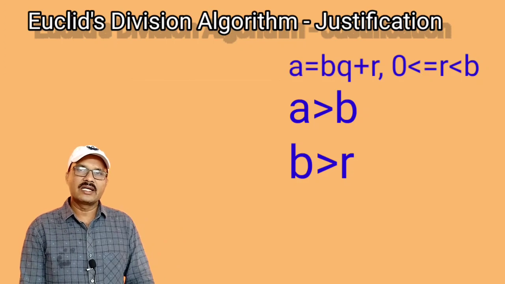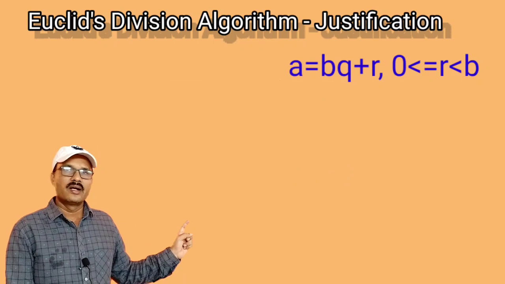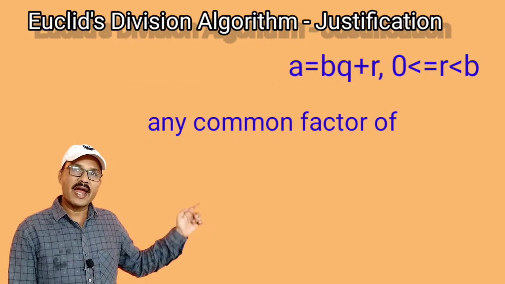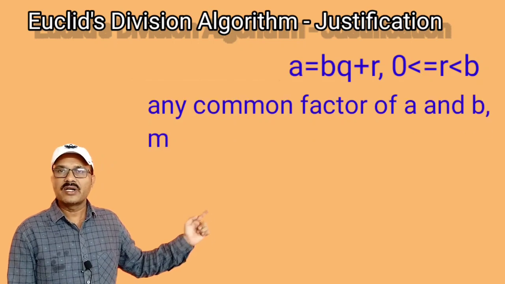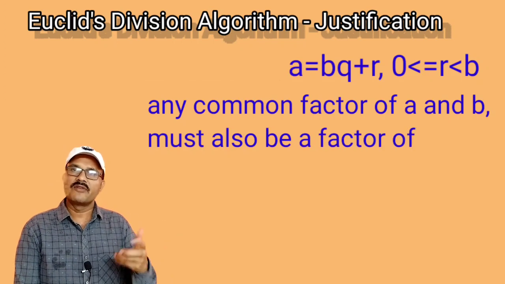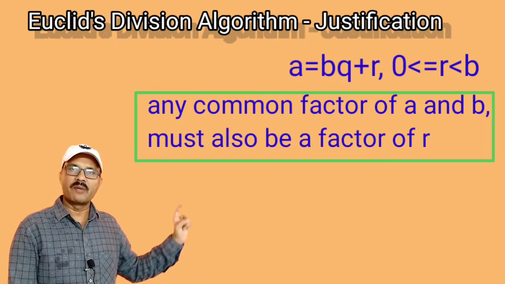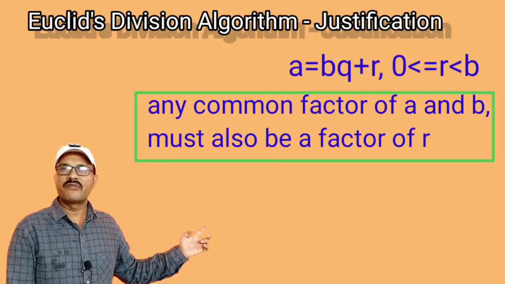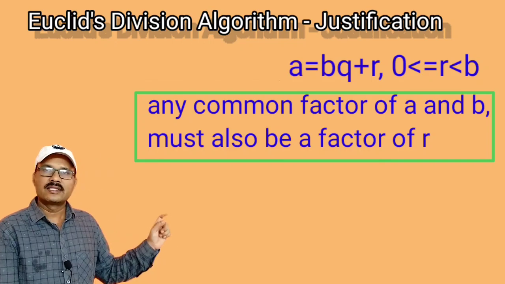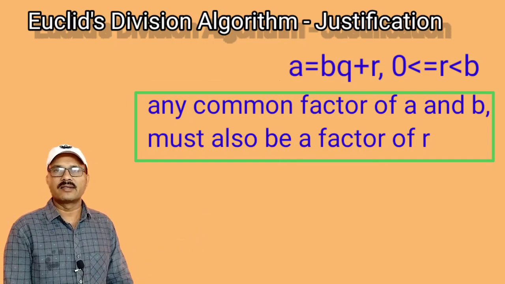One more important fact we should observe right now: any common factor of a and b must also be a factor of r. If any doubt regarding this, please comment, I will give you more explanation. I repeat, any common factor of a and b must also be a factor of r. That means a, b and r have the same factors in common.